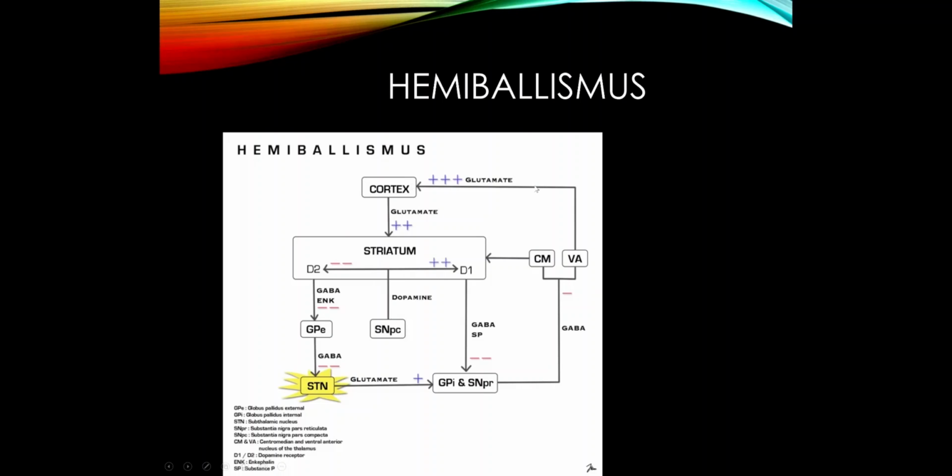So in hemiballismus, if a patient has a left subthalamic stroke, their wild flinging movements will be on the opposite, the right side of the body.